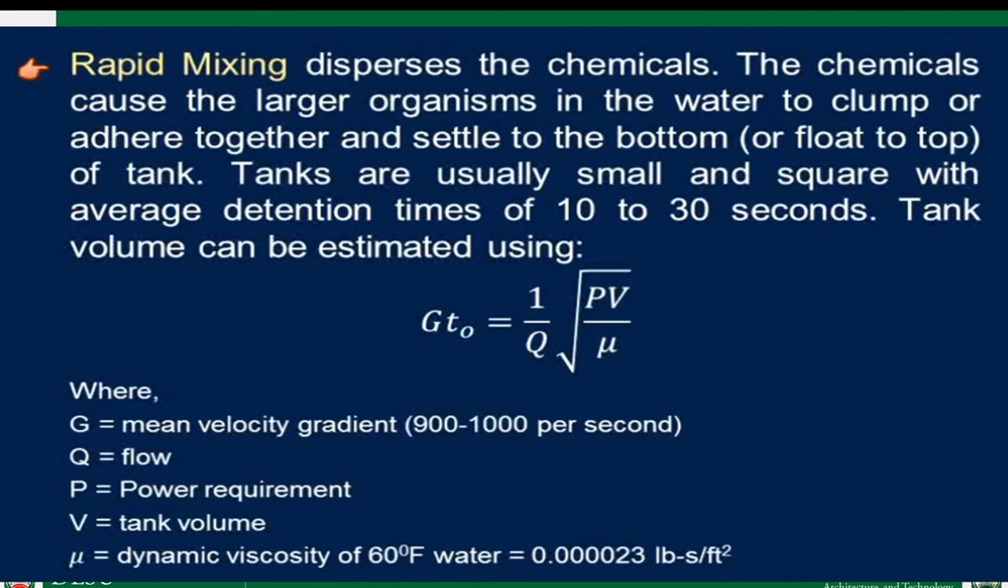And here we're going to estimate the volume of the tank using this equation. G T sub O equals 1 over Q square root of PV over mu, where G is the mean velocity gradient, for example 900 to 1000 per second. Your Q is the flow, your P is the power requirement, and your V is the tank volume, and your mu there is the dynamic viscosity of water at 60 degrees Fahrenheit, which is equal to 0.0023.